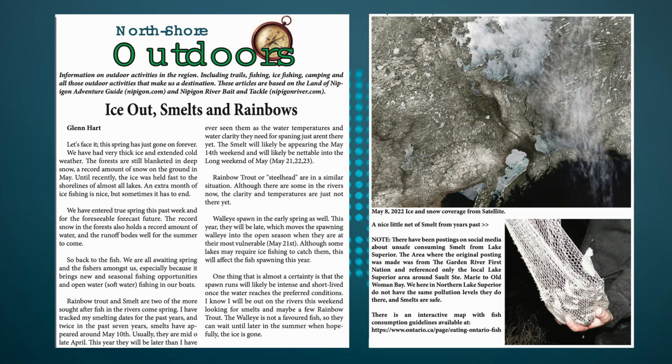Ice Out, Smelts, and Rainbows. Let's face it, this spring has just gone on forever. We have had very thick ice and extended cold weather. The forests are still blanketed in deep snow, a record amount of snow on the ground in May. Until recently, the ice was held fast to the shorelines of almost all lakes. An extra month of ice fishing is nice, but sometimes it has to end.